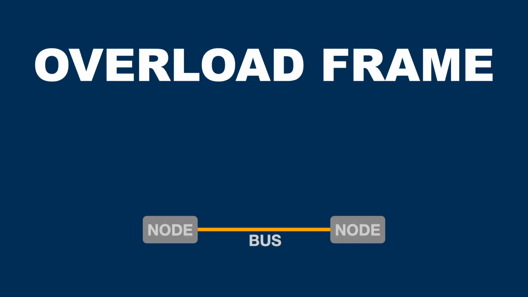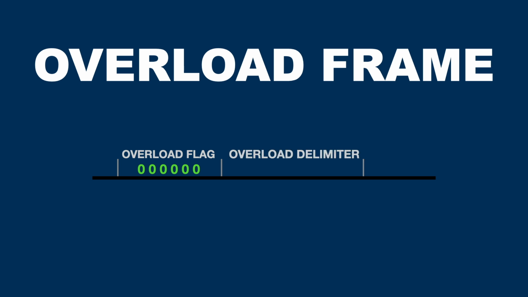The overload frame is transmitted by a node if it is too busy at the current moment and needs a delay to process the current data before receiving the message. The overload frame is very similar to the error frame structure, where the overload flag consists of 6 consecutive dominant bits, and the overload delimiter consists of 8 consecutive recessive bits.